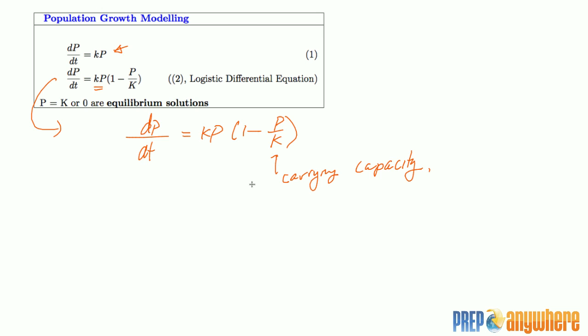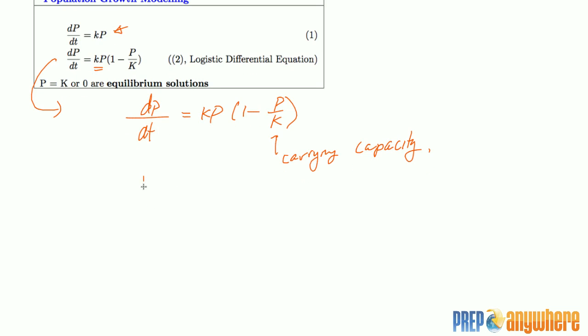I'll explain why. So let's think a little bit more realistically about how population grows. It is a reasonable assumption that the more people you have, the faster the population will grow. But after a certain point, if there are too many people, we will have to compete with each other for food and resources. So then some people will lose out, so it'll start shrinking, right?